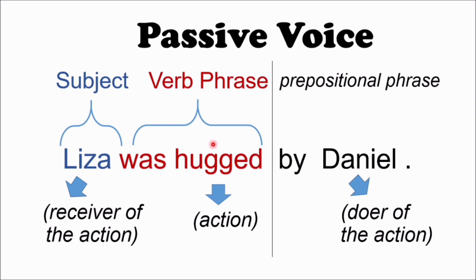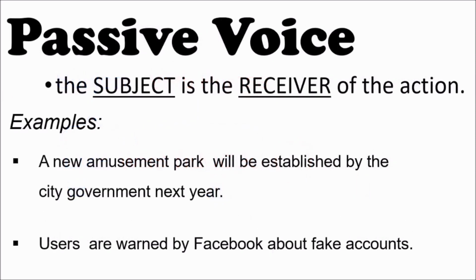Now if you're going to ask me, sir, what happened to Daniel? Our doer of the action is now part of the so-called prepositional phrase, okay? Look, Daniel, the doer of the action, is now preceded by the preposition by, okay? In passive voice, most of the time, you would see the word by, okay? So that is the structure for the passive voice. So again, when we say passive voice, the subject is the receiver of the action.